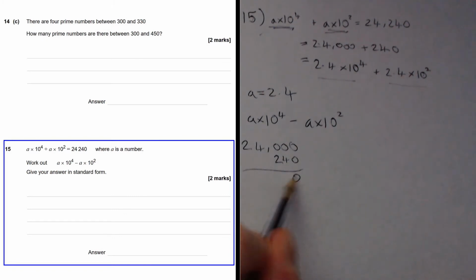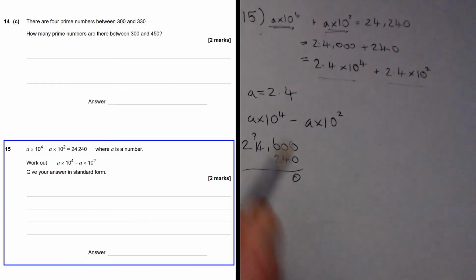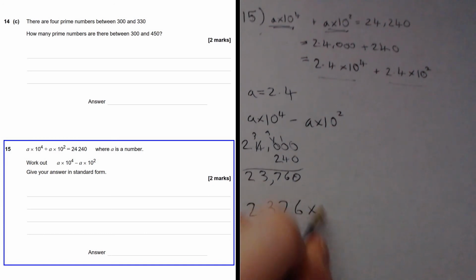0 minus 0, 0. 0 minus 4 can't do, so we need to carry. That 4 becomes a 3. That becomes a 10. We need to carry once more, so that becomes a 9. And we carry here. 10 minus 4 is 6. 9 minus 2, 7. 3 minus 0 is 3. 2 minus 0 is 2. So we have 23,760. But be careful, we need to write our answer in standard form. So this is going to be 2.376 times 10 to the power 4. And that's the answer.